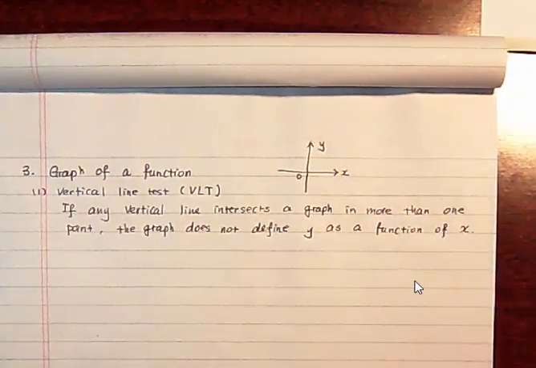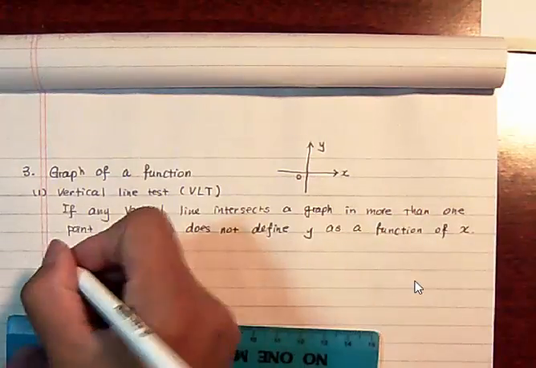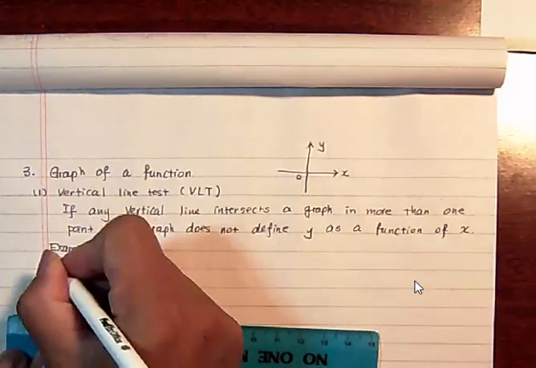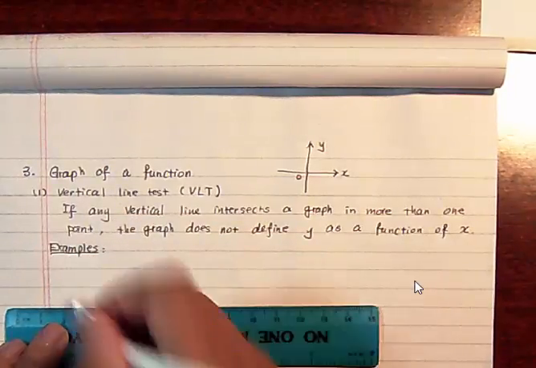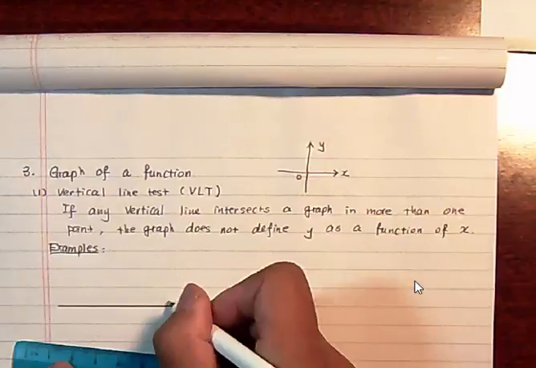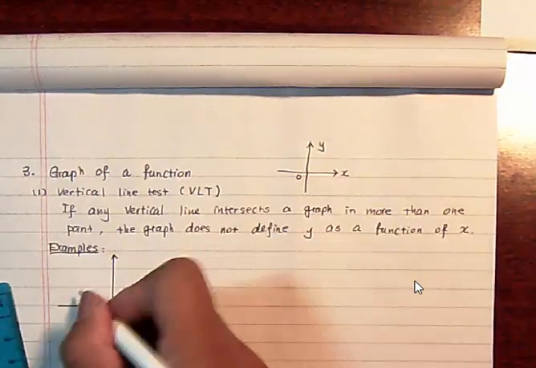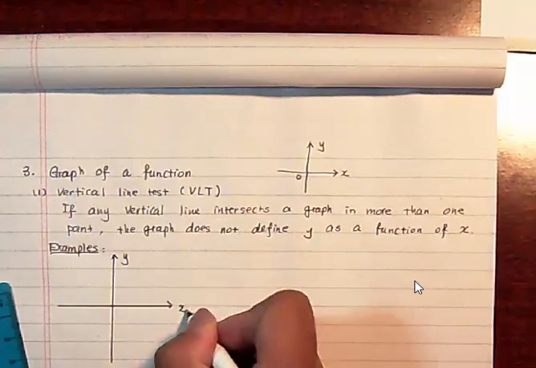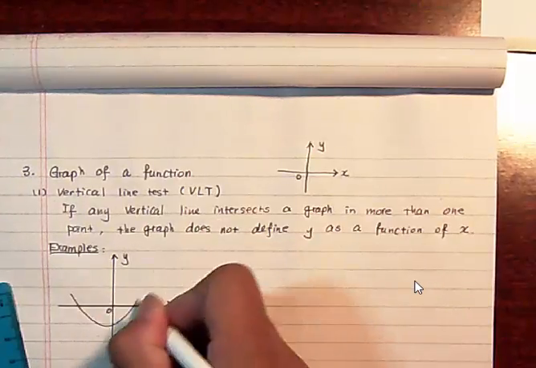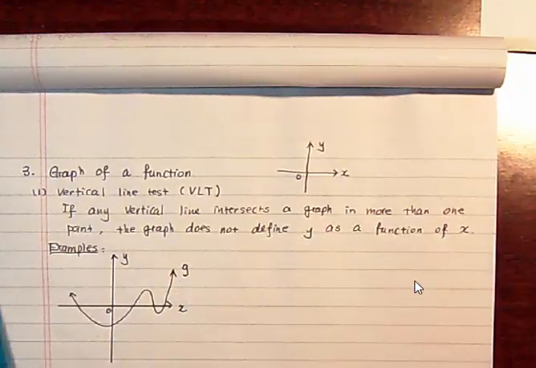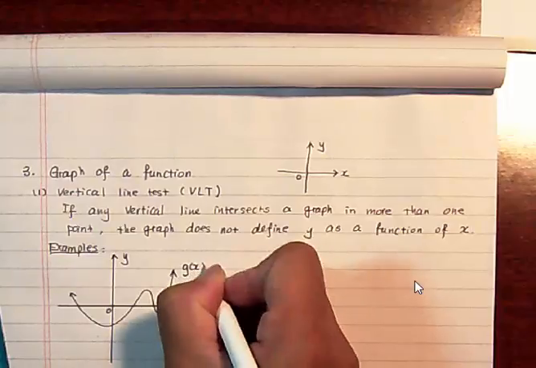So what's the vertical line test? Let's take a look at some examples. I'm going to give you some graphs, and let's determine if they represent functions or not. At this moment, we don't need to worry about how to write an equation to display this graph. Okay, for instance, this is y, this is x, that's 0. This is function g, let's say g of x, that's the y.